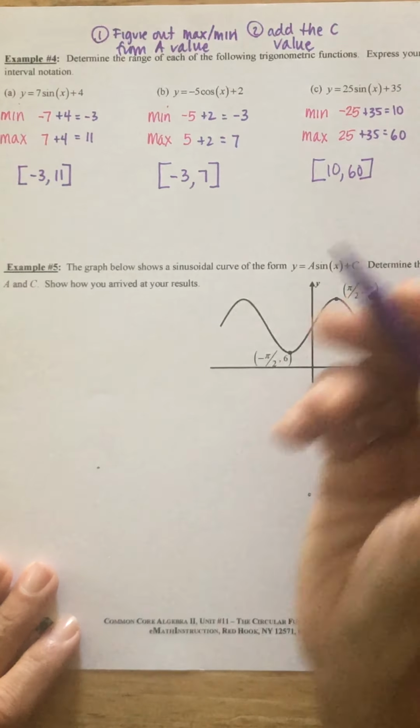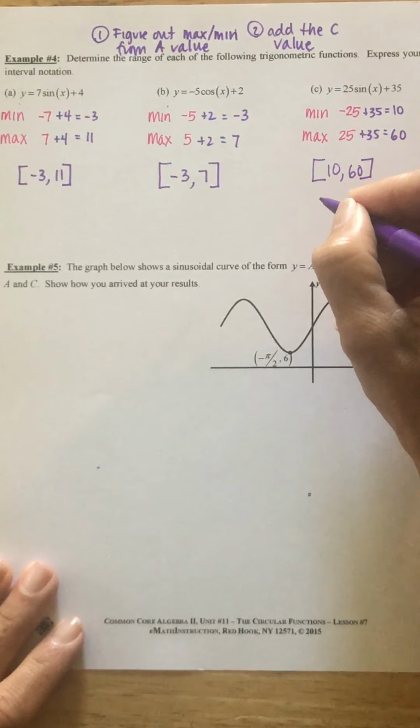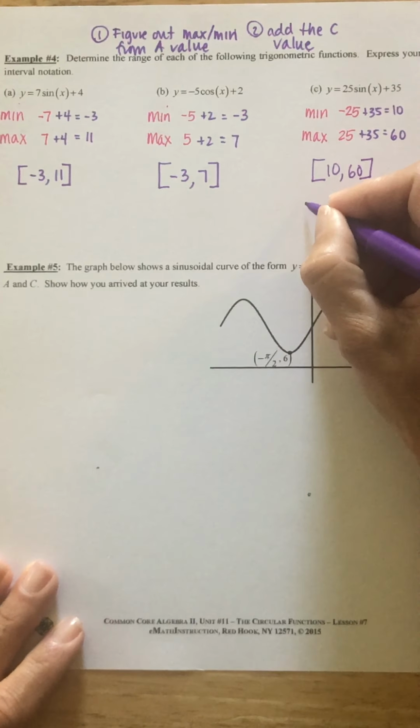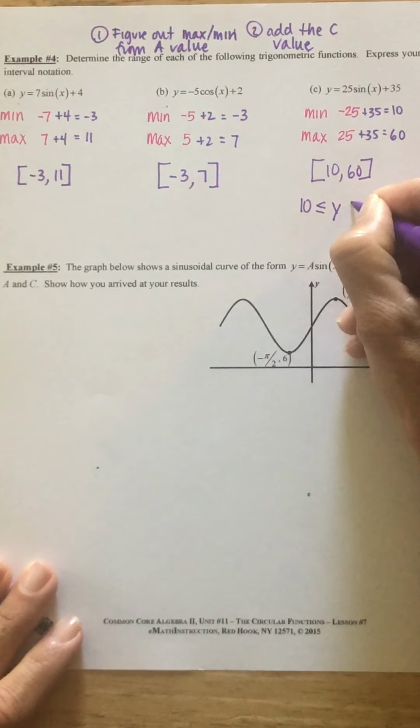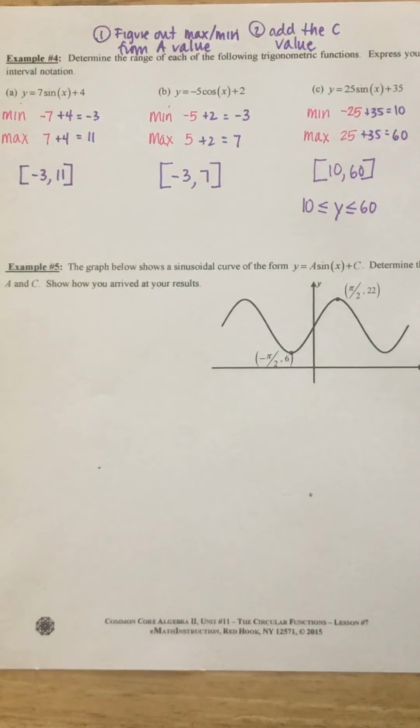Just for giggles, if they asked for set builder notation, that would be your inequalities. So you would have something like this would be 10 is less than or equal to y is less than or equal to 60, because we're talking about height, so it's the y value. Just in case you happen to see multiple choice and it's not in this setup, but it's in that setup.